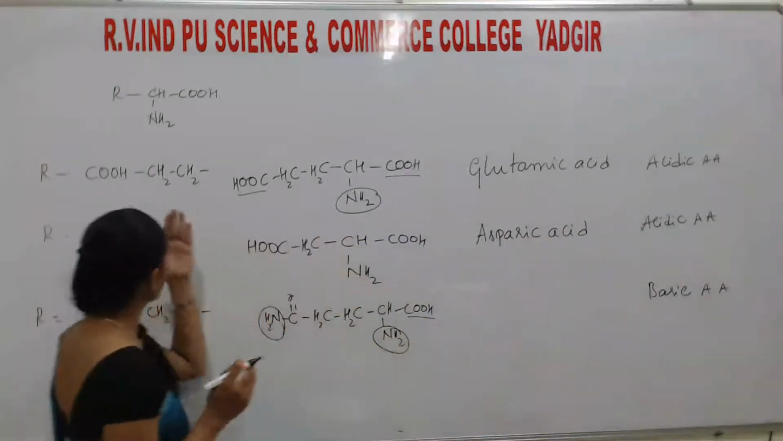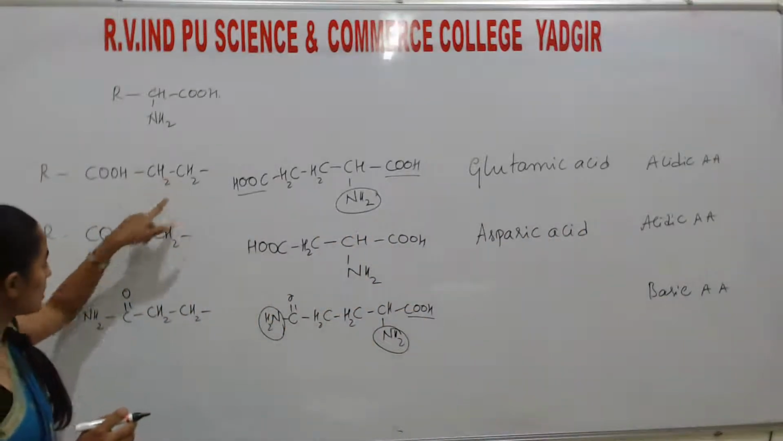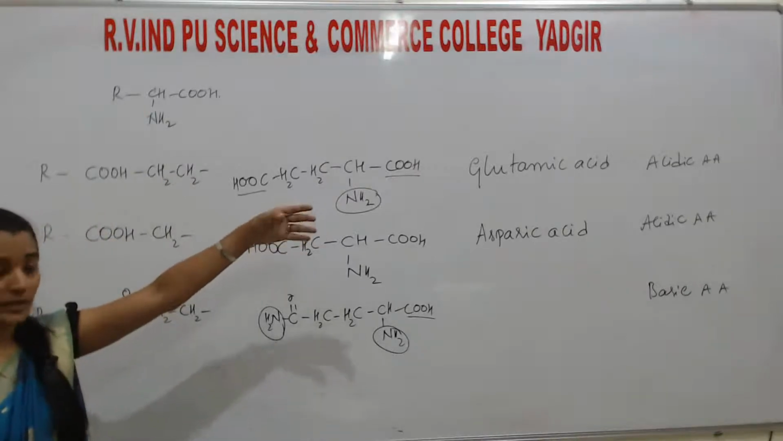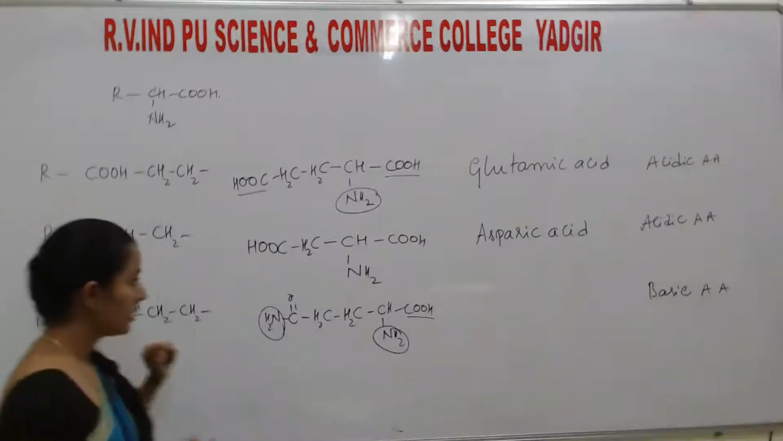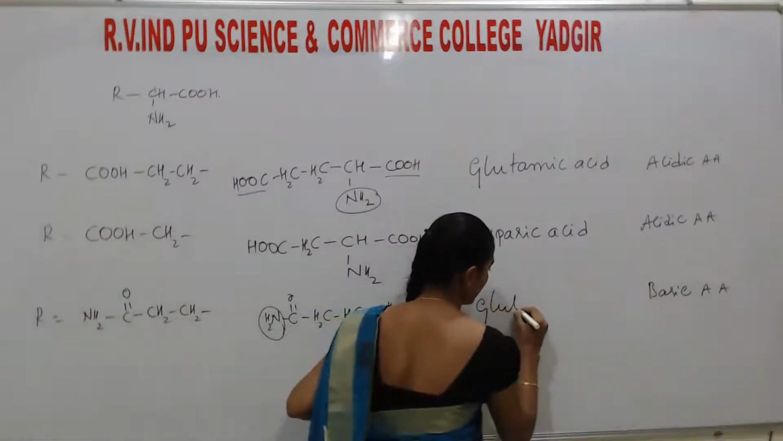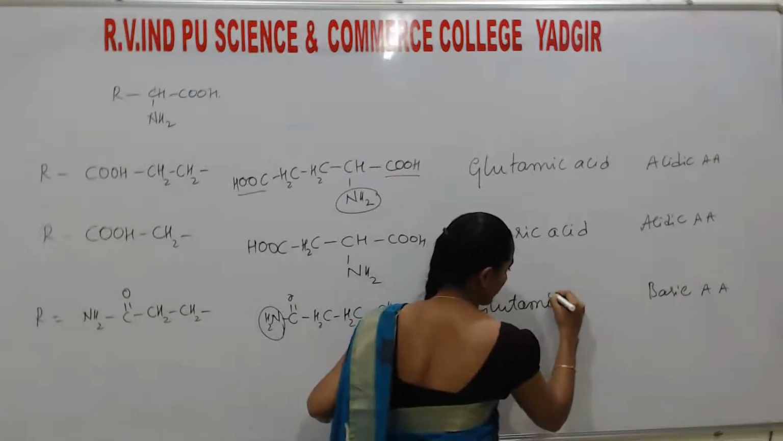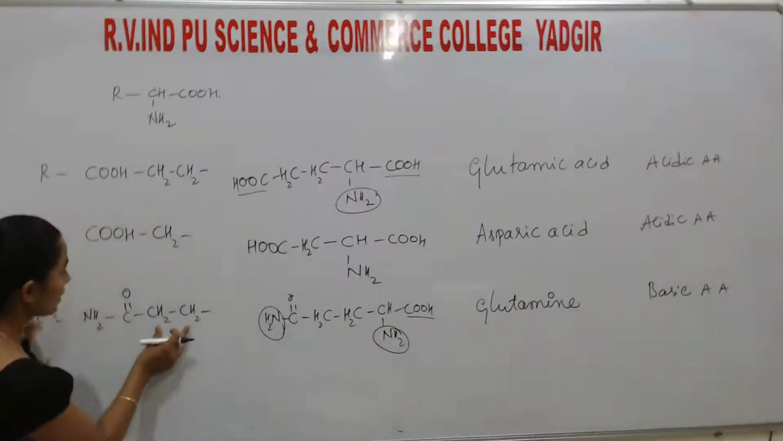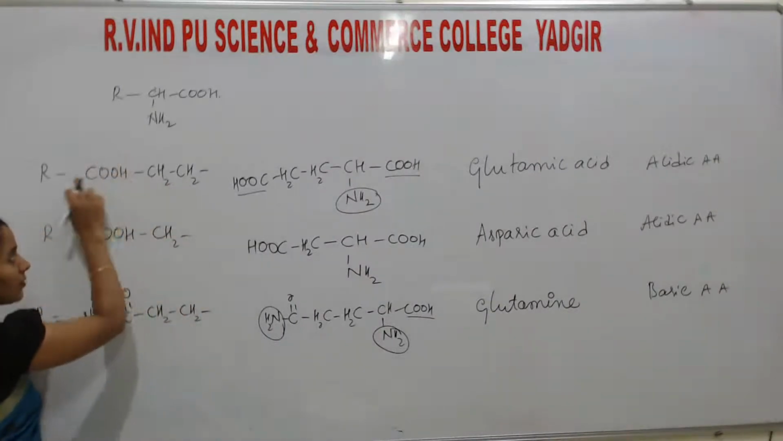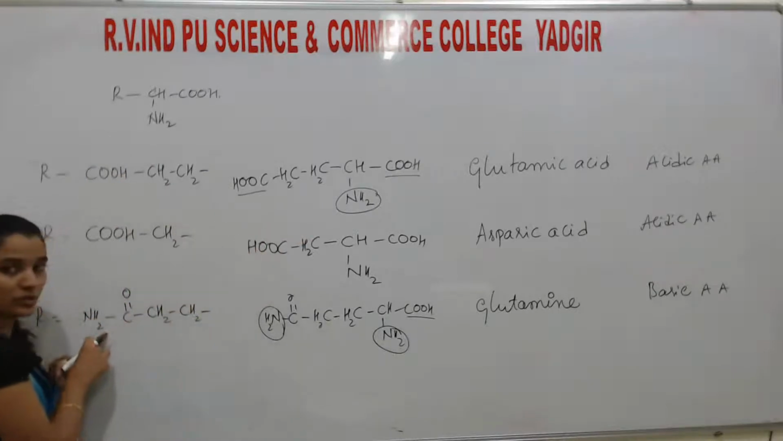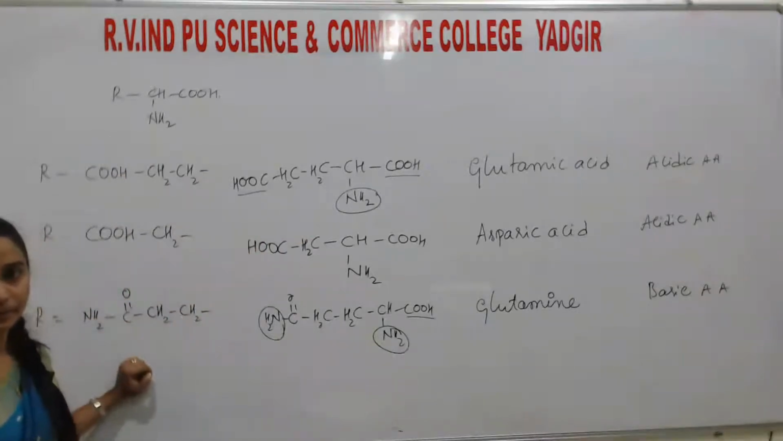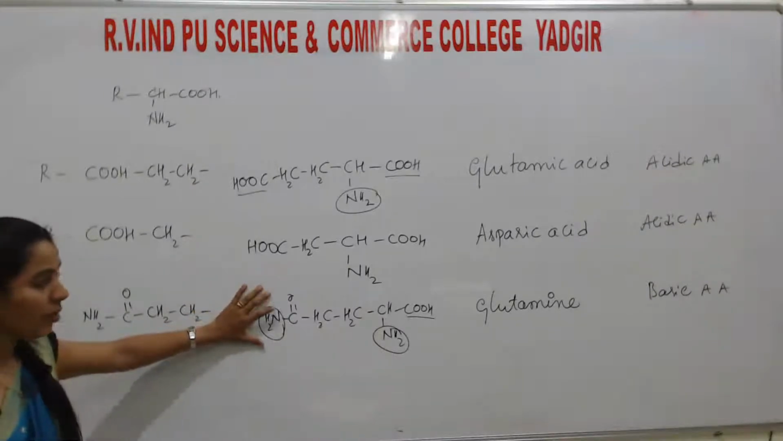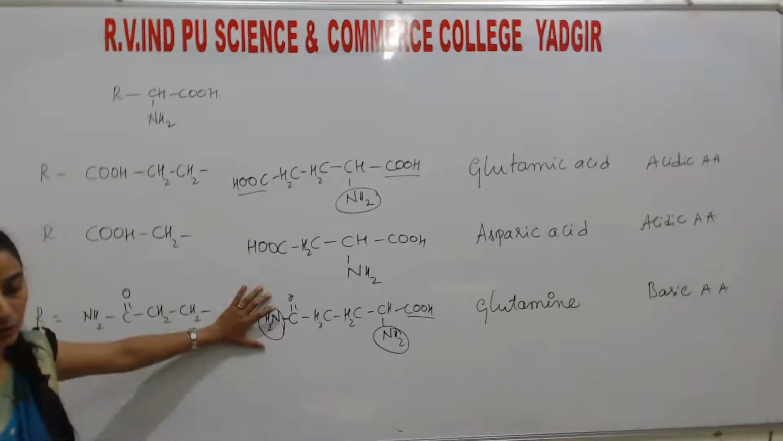Listen, compare these two structures. If CH2, C double bond O with OH is there, then this is called glutamic acid because COOH is there. Here it is called glutamine because the functional group is amine. The R group is the same, the C double bond O is the same. If OH is there, it is glutamic acid. If NH2 is there, that is glutamine. So here the number of NH2 groups is more than COOH groups.